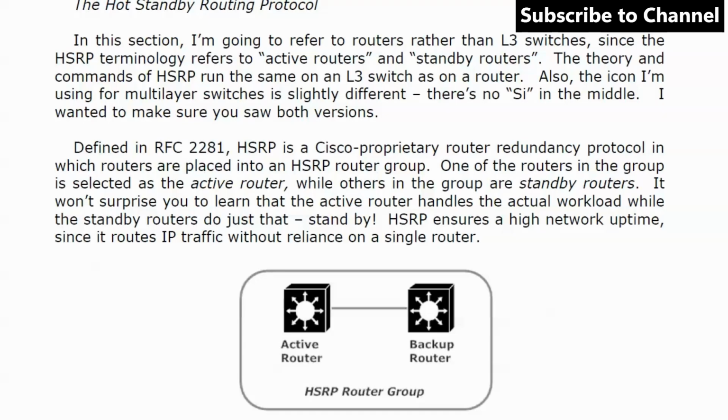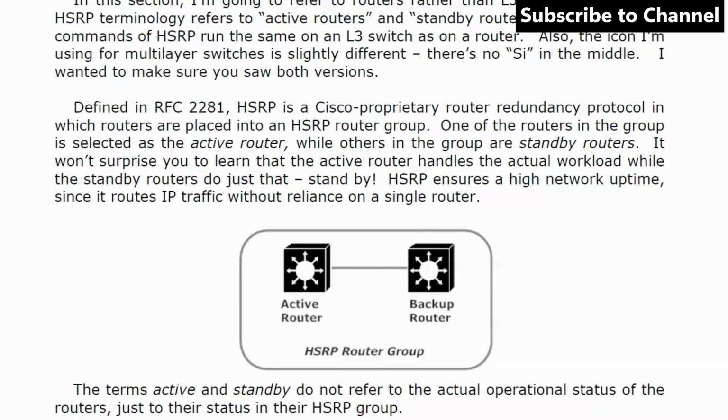What we're doing is we're putting physical routers into an HSRP router group. One of the routers in the group is going to be selected as the active router. The others are going to be the standby routers. And it will not surprise you to learn at this point that the active router is going to handle the actual workload, and the standby routers, frankly, are going to sit there and stand by and watch the active router do all the work. Now, HSRP does ensure high network uptime because we are routing IP traffic without reliance on a single router.